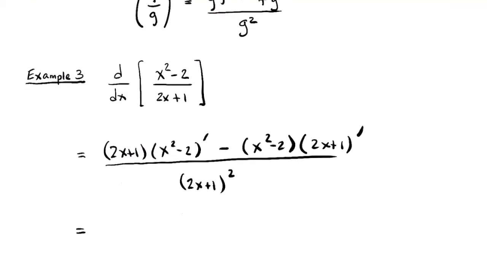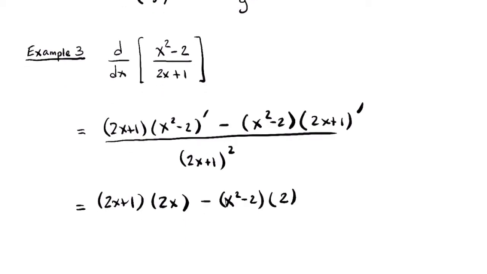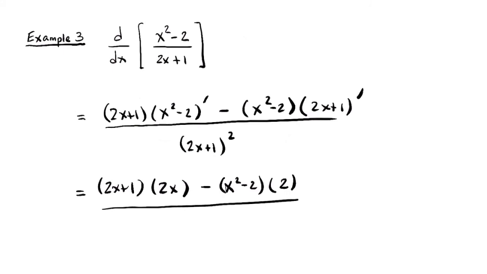And now, just like with the product rule, we focus on the derivatives. 2x plus 1, nothing happening to it. x squared minus 2's derivative is 2x. Be careful with signs here. You're subtracting things with more than one term. You've got to get the signs right, so I'm going to write this as minus the quantity x squared minus 2. The derivative of 2x plus 1 is 2. I'm going to divide all of that by 2x plus 1 squared. All right, and for purposes of differentiation, we're done.